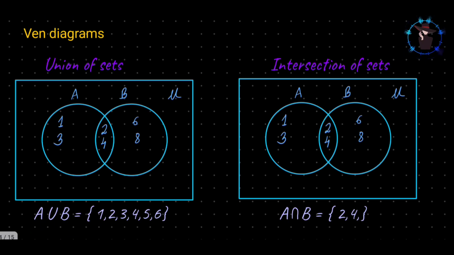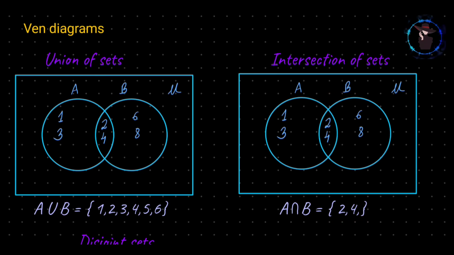Now, let's look at Venn diagrams. So, what are Venn diagrams? These circles are known as Venn diagrams. There are different types of Venn diagrams. Union of sets means all together. Considering all the elements of all the circles is known as the union. A union B is equal to 1, 2, 3, 4, 5, 6. Whereas intersection of sets means only the part that is crossing, intersecting each other. A intersection B is 2 and 4.